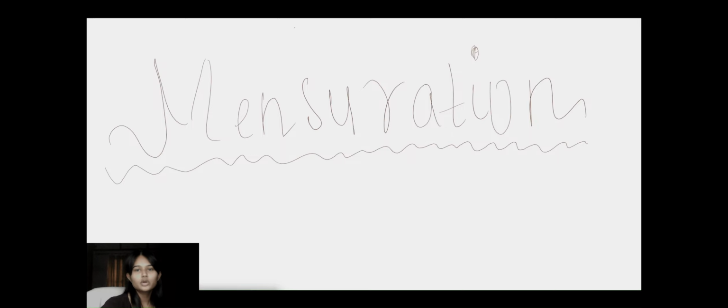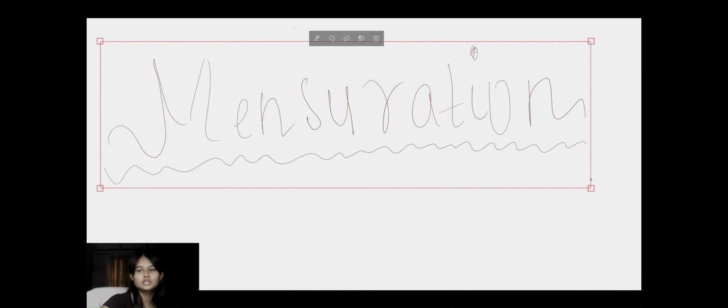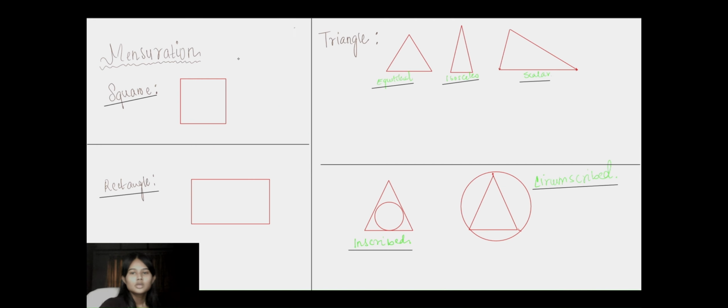Hello everyone. So we are going to cover mensuration today and we'll cover the sums of areas and perimeters of square and circle. So first let's talk about square. We know that all the sides of a square are equal, right? That is A. The area formula of a square is A square and the perimeter is 4A.